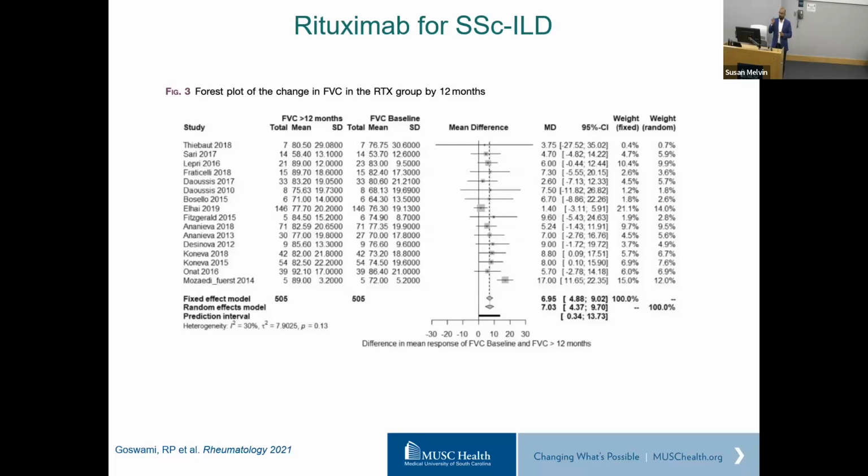But the size of data, as you can see in this meta-analysis, is that the sample sizes are very small, except for this retrospective study from 2019. But we do know that the overall effect of rituximab is helpful, and it is something that we sometimes use in disease that is progressive.